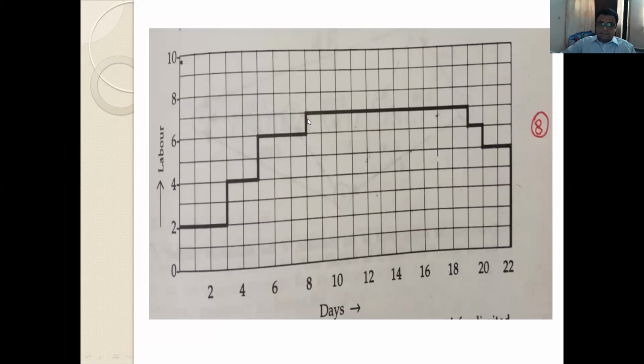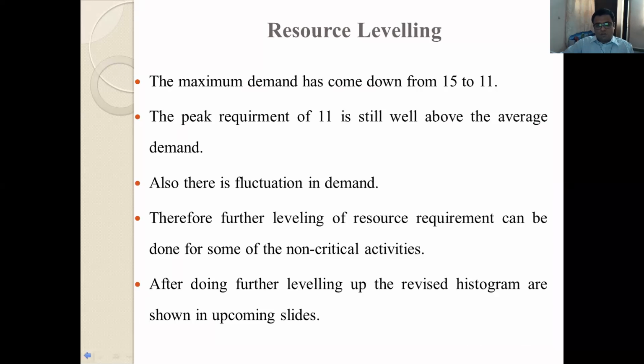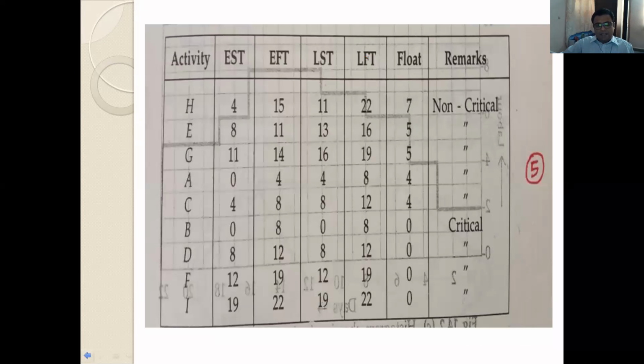In that case, we can shift the critical activities also. If the float becomes 0 for an activity, then it will be a critical activity. So in resource leveling, that is the constraint: the duration of the project will go on increasing.